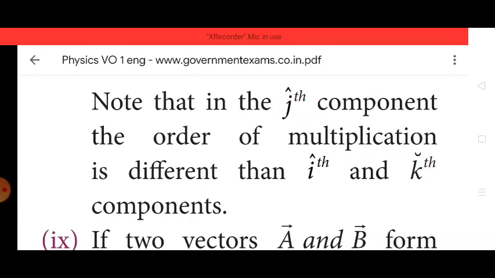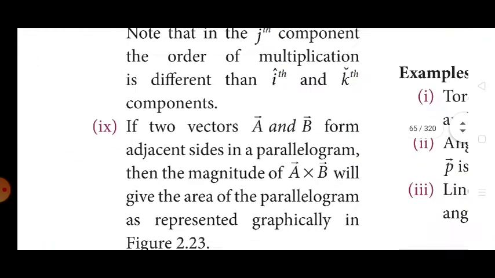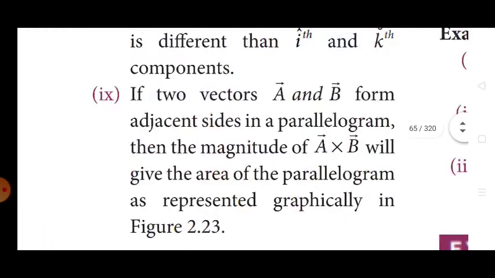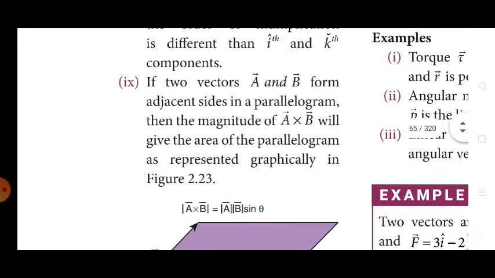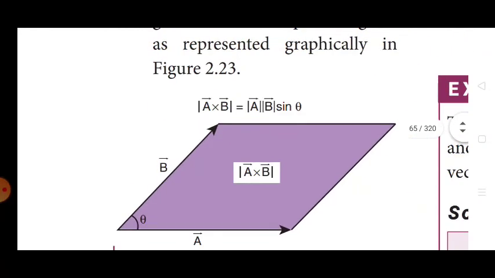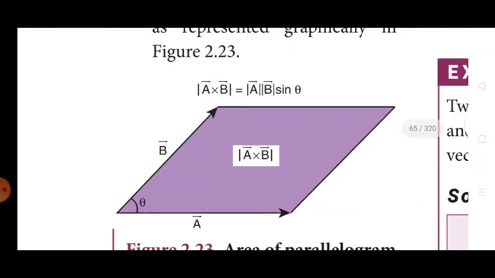Ninth point, if two vectors A vector and B vector form adjacent sides of a parallelogram, then the magnitude of A vector cross B vector will give the area of the parallelogram, as represented in diagram 2.23. See that modulus of A vector cross B vector is equal to modulus of A vector modulus of B vector sin theta.